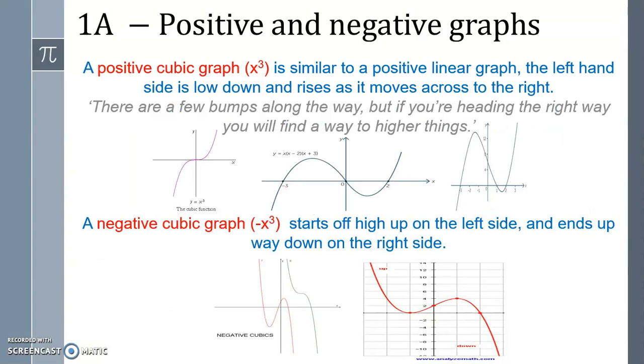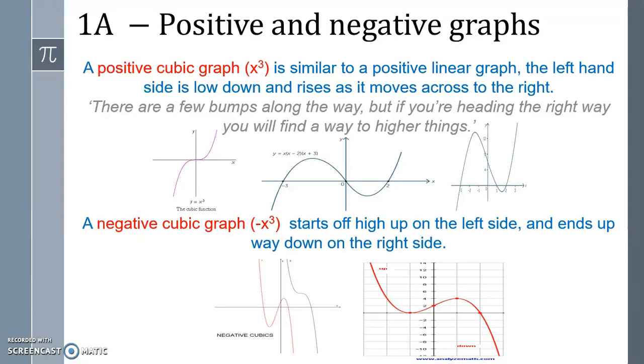Okay, and as I said, that can take a positive or negative slope. So a positive graph is similar to the linear graph. It starts off down the bottom on the left-hand side, and it works its way up to the top corner in the right-hand side. It can be very steep, it can be kind of slopey, but it should always end up higher than it starts. The way that I remember it and the way that I was taught is that there are a few bumps along the way, but if you're heading in the right direction, you'll find a way to higher things. Okay, a negative cubic graph goes the other way. So it starts off high in the left-hand side and it ends up down the bottom on the right-hand side.